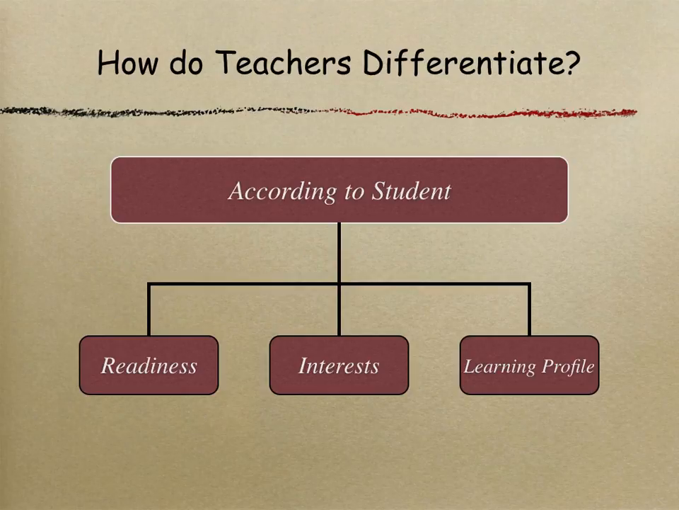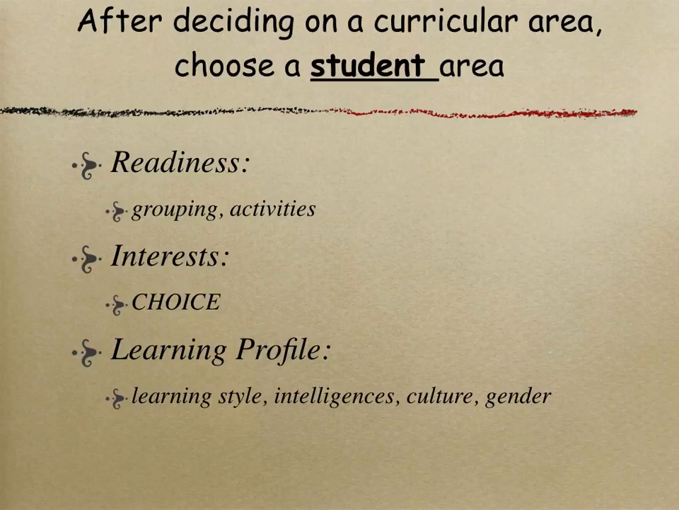So another way that teachers differentiate is according to the student, what you know about your student. Use that data, use those surveys, use what you know about your students to drive your instruction. You can differentiate in 3 different areas with your students if you choose to differentiate according to students. You can differentiate according to your curriculum, your essential learning outcomes, or you can go and make it student-driven. So you would look at their readiness, interests, and their learning profile. So the 3 main student areas to differentiate for are readiness, interest, and learning profile.